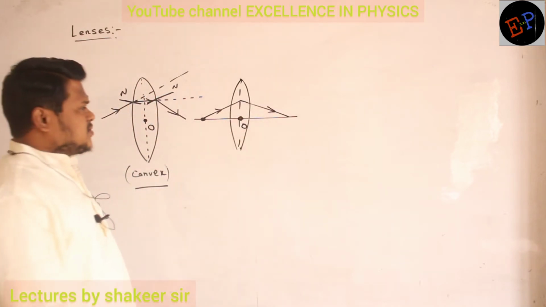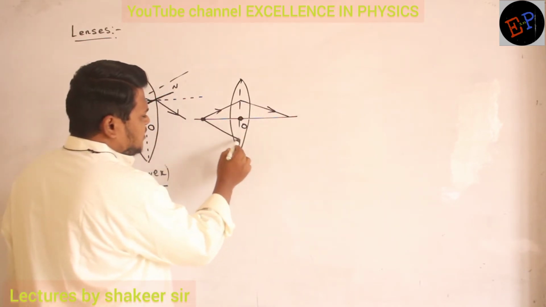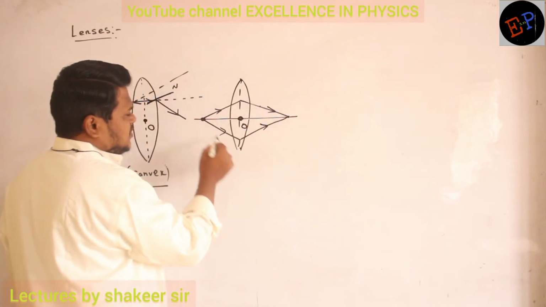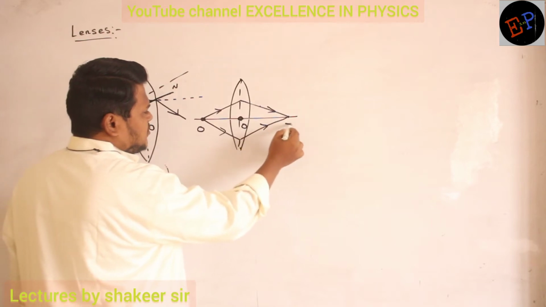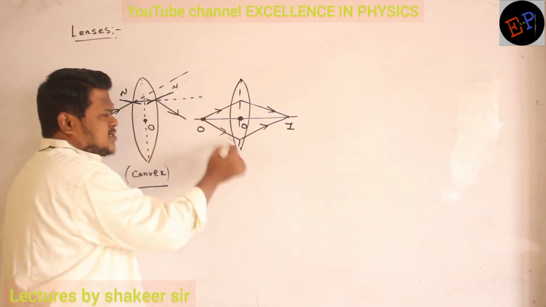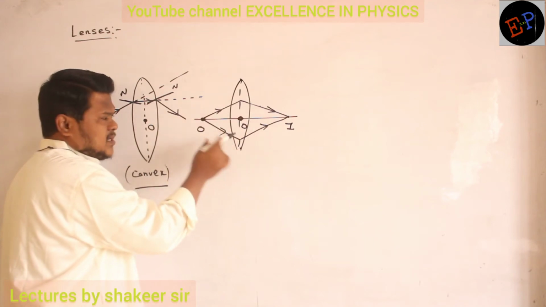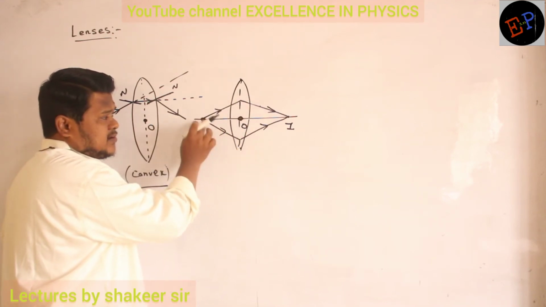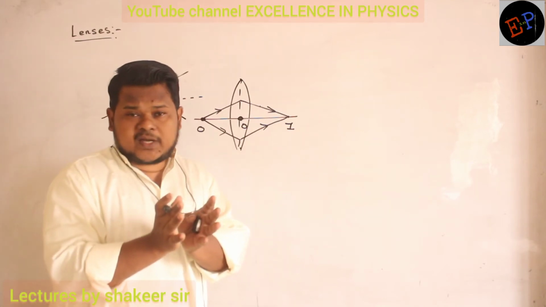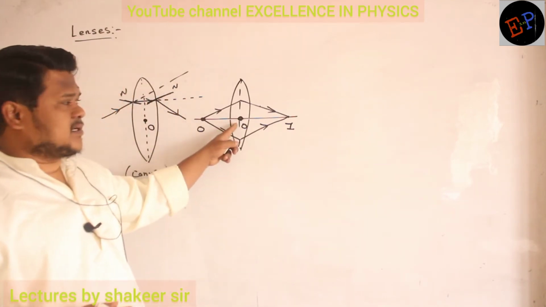If I draw one more light ray like this, this also goes, and these two light rays meet here. It means this is the object and this one is the image. So how are light rays striking this lens? Diverging light rays are striking the lens. Light rays which are moving away from each other are striking the lens.